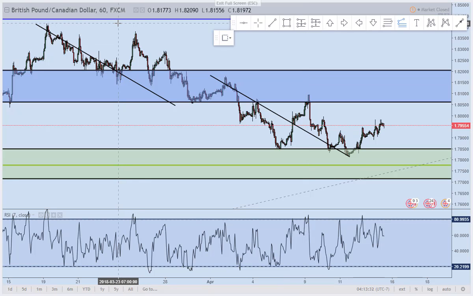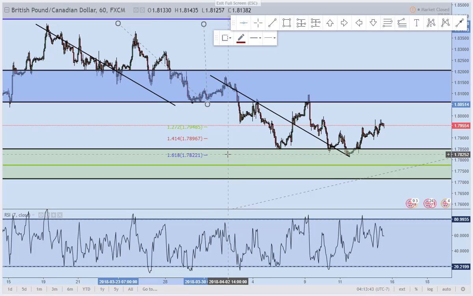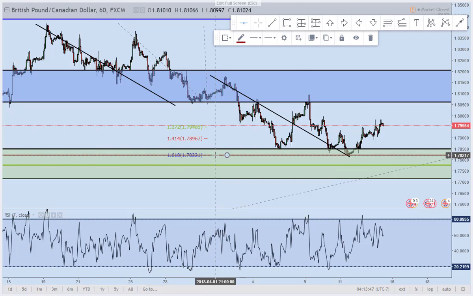Right here, where we had the first leg of our ABCD pattern, right where it completes back up to our A leg. And you can see if we try to add this right at this area, this way we had a 618.